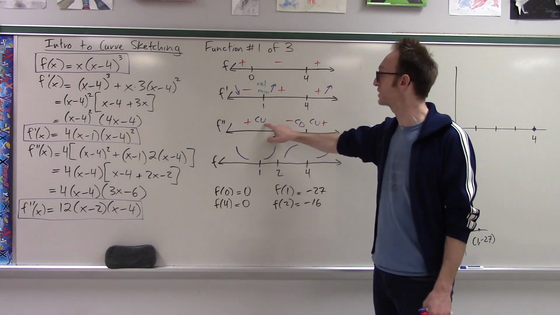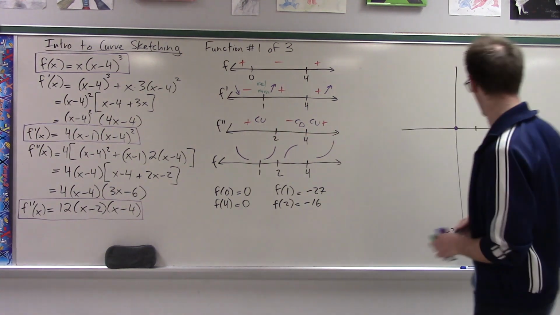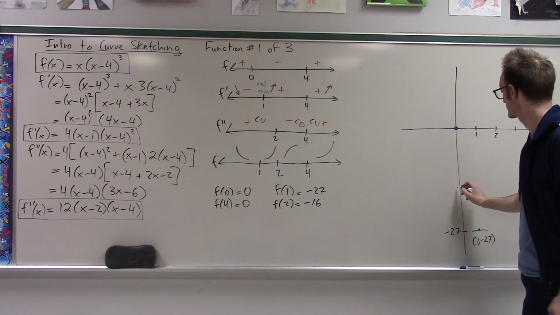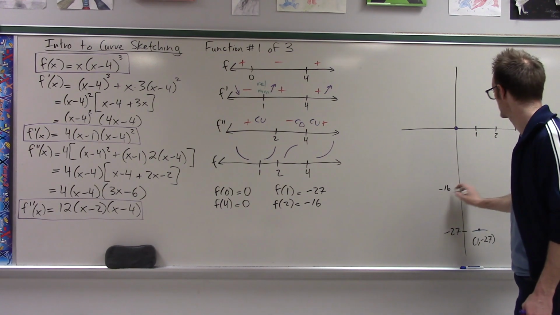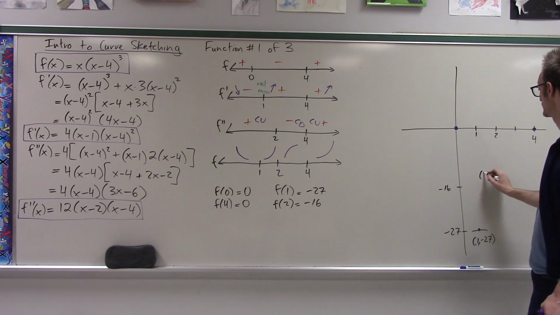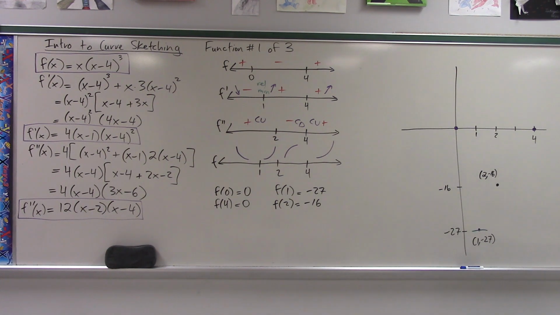Well, the concavity changes from concave up to concave down. So this other point, this is 1, this is 2, if we just kind of ballpark this and say it's negative 16, then I have this point 2 comma negative 16, and what makes this point important is it's a point of inflection.